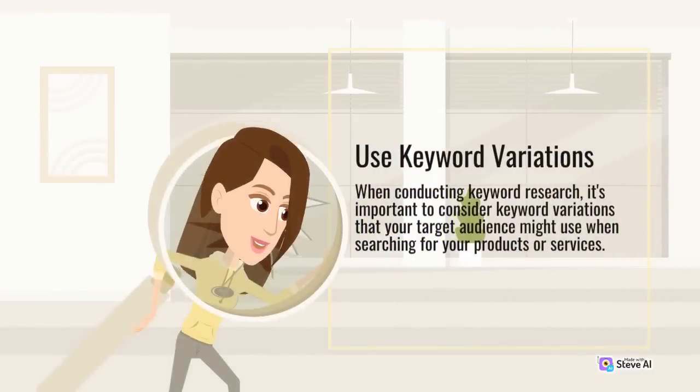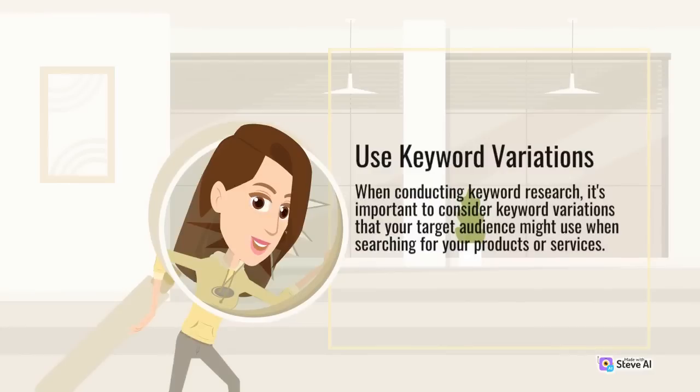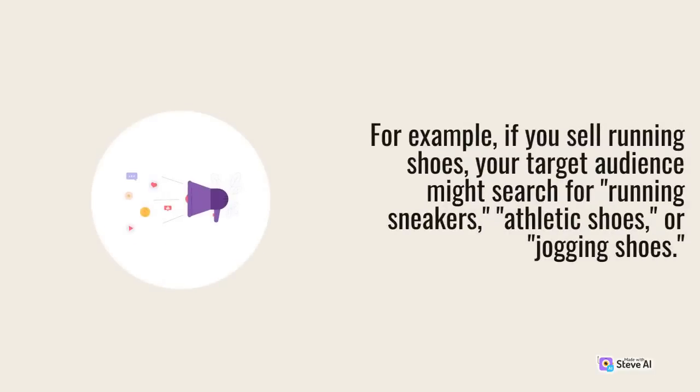Use keyword variations. When conducting keyword research, it's important to consider keyword variations that your target audience might use when searching for your products or services. For example, if you sell running shoes, your target audience might search for running sneakers, athletic shoes, or jogging shoes.